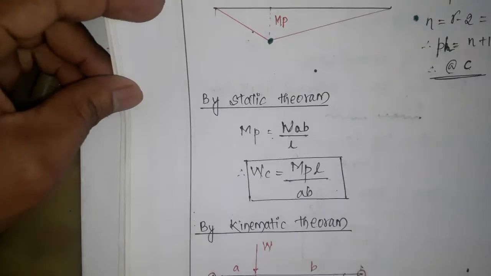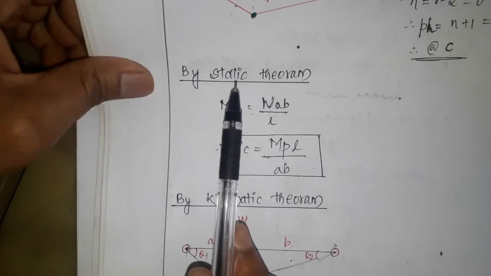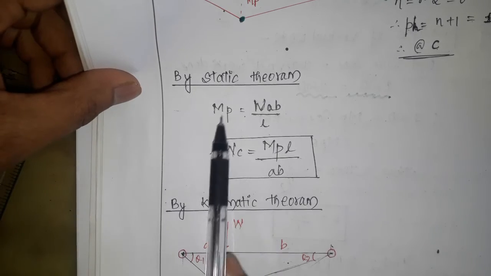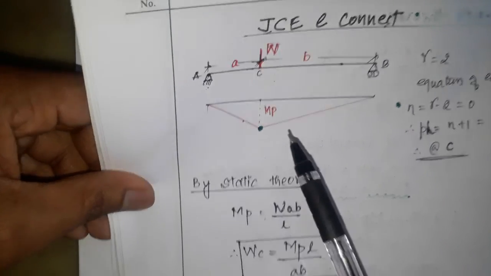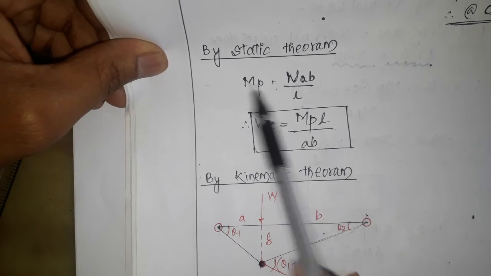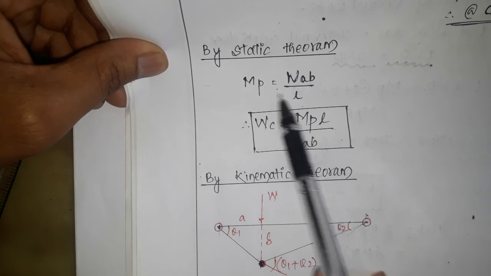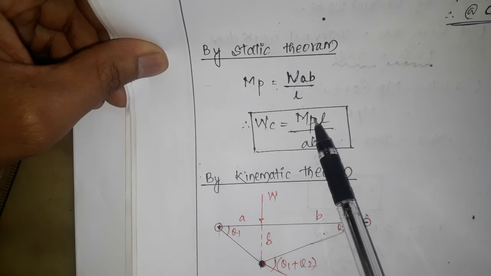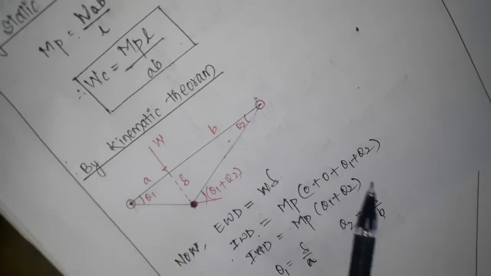Understood? And I start with the method, that is the first static theorem. We know that according to the ordinate of maximum moment, MP should be equal to WC into A B by L. So for this we can easily find out WC should be equal to MP into L divided by A into B. MP into L divided by AB. Understood?